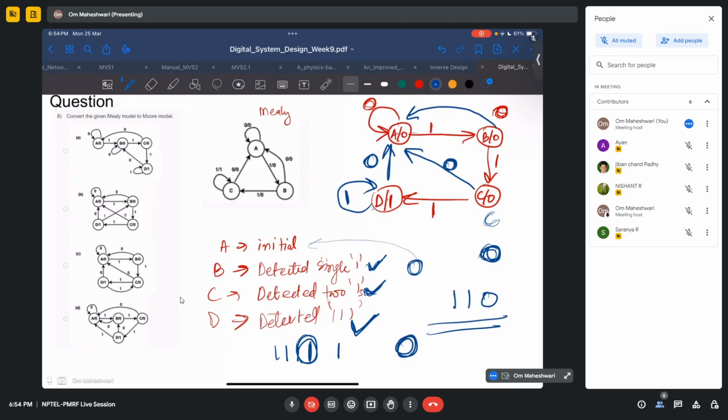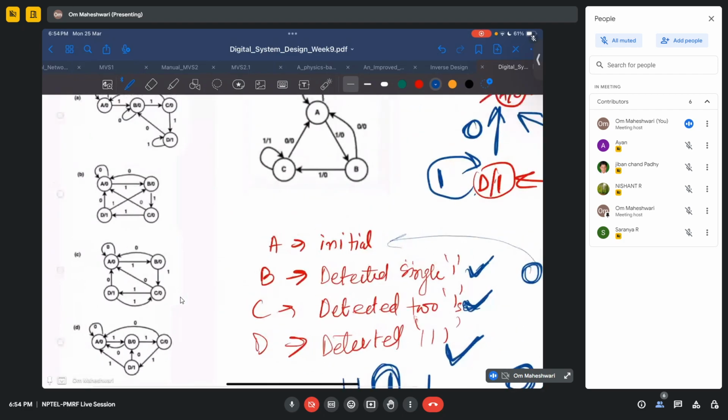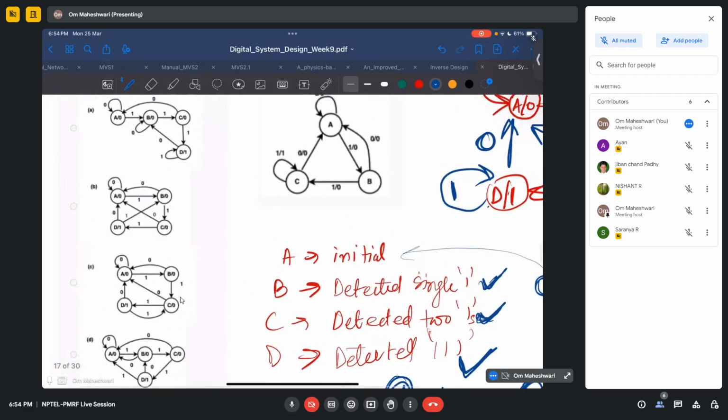So anybody else has got any other answer? Maybe I will zoom in if you want to see the options.